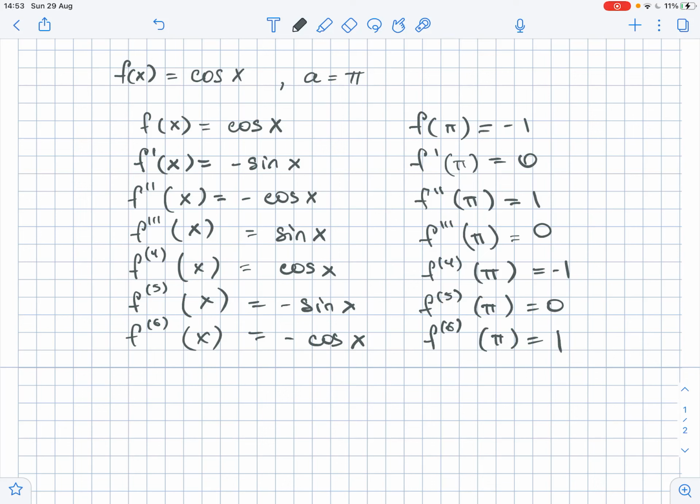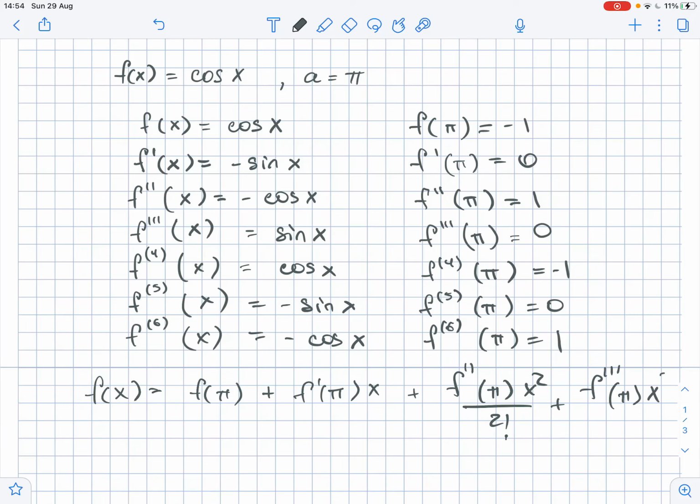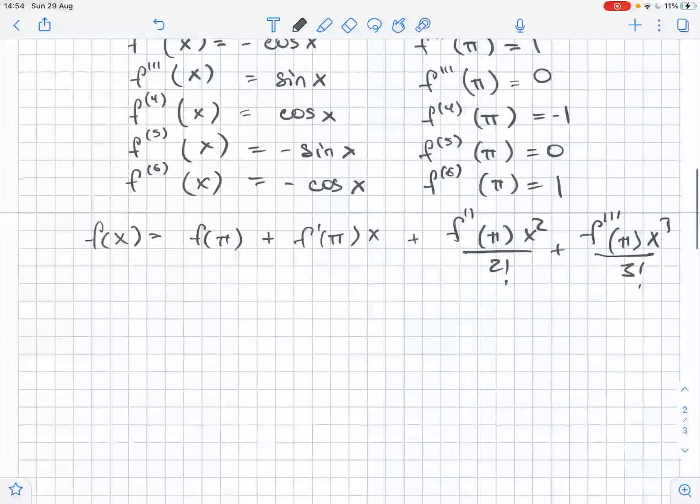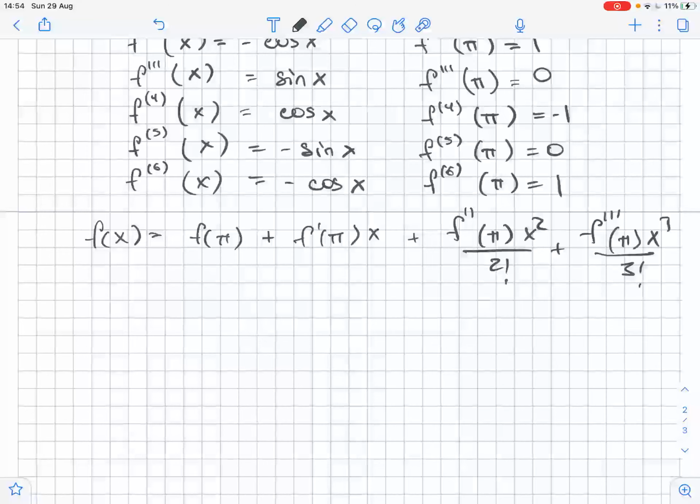Now we will use this to write our Taylor series. So the Taylor series centered at a equals pi is computed as follows. f of x equals f of pi plus f prime of pi times (x minus pi), plus the second order derivative of f of pi times (x minus pi) squared over 2 factorial, plus the third order derivative of f of pi times (x minus pi) cubed over 3 factorial, and so on.